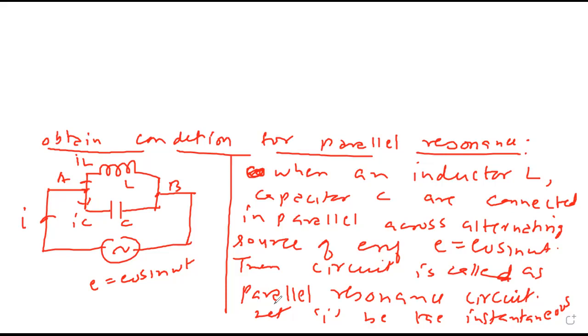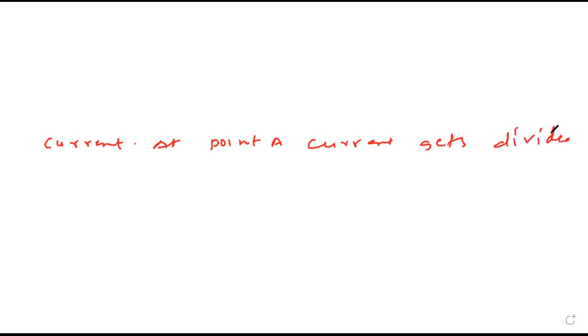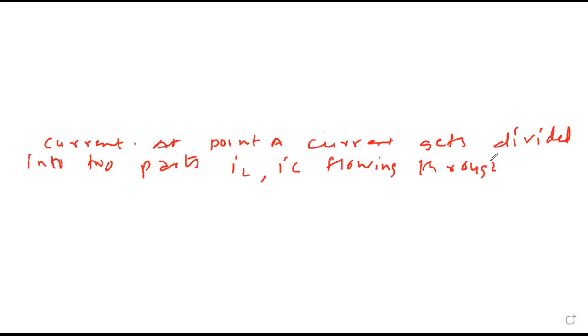Done, sir. So I wrote let I be the instantaneous current. After this, please stop and just understand me. Let I be the instantaneous current at point A. Current gets divided into two parts, IL, IC, flowing through inductor and capacitor respectively.